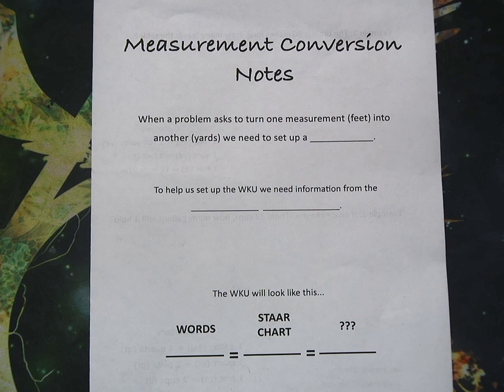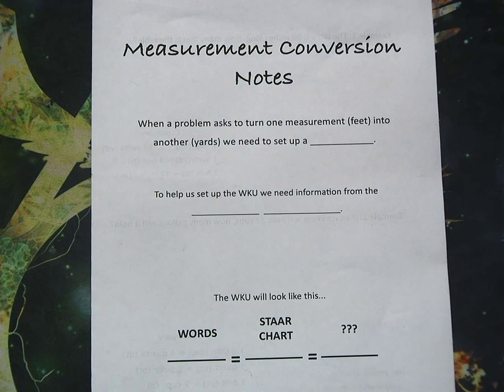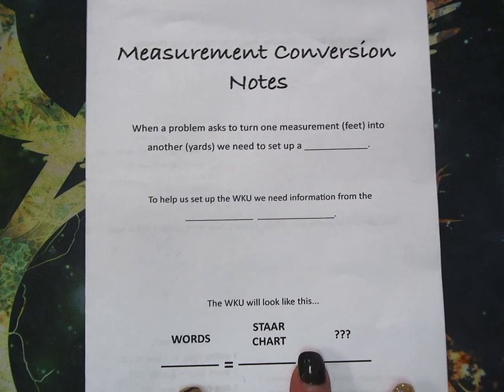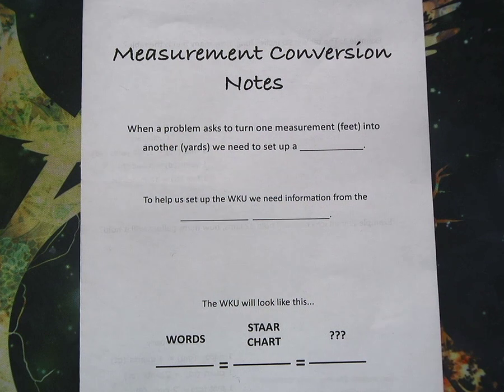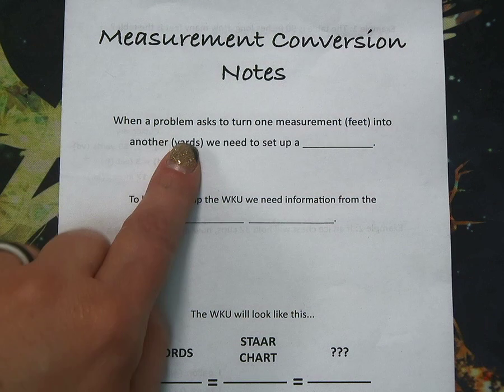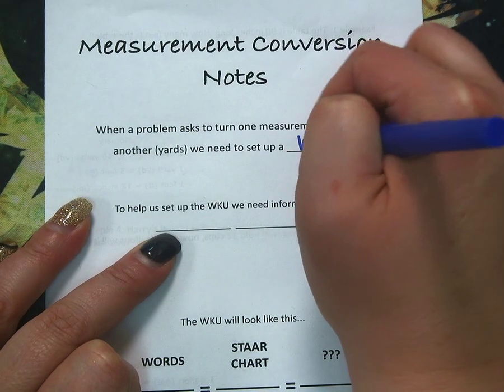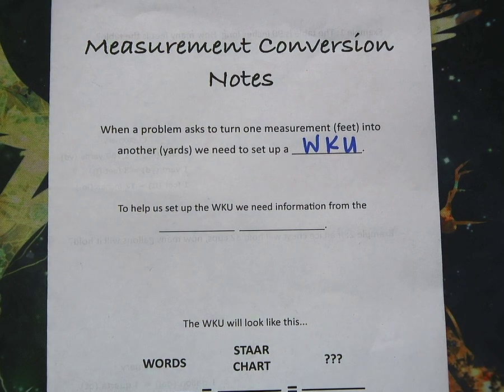So measurement conversion is exactly what it sounds like. We're going to take different measurements and we're going to convert them to different measurements. So it says when a problem asks to turn one measurement, like feet, into another measurement, like yards, we are going to set up a WKU. So the good news is this isn't a whole lot of new information.